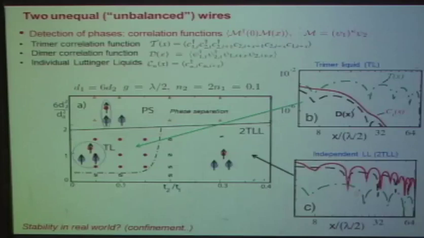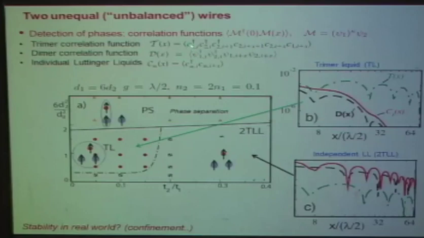check the following thing. How do we see a trimer liquid, for example? As we said before, we have to check the decay of the correlation functions and check which one is dominant. Now, if you plot the trimer correlation function, this is C dagger, C dagger, C dagger, C, C, C.